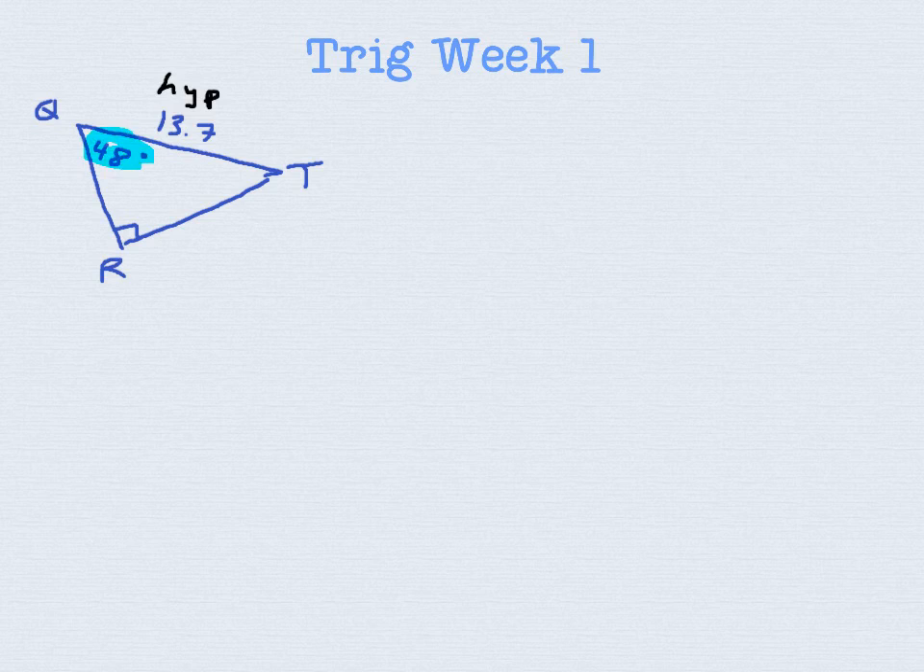With respect to the angle that I gave you, this side over here, RT, is the opposite, and QR is the adjacent. The opposite is the side that's across from the angle, and the hypotenuse is always the hypotenuse, it never changes. So to pick the appropriate ratio, we are going to find first the opposite side.